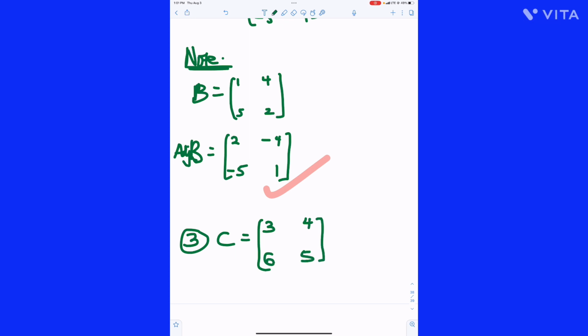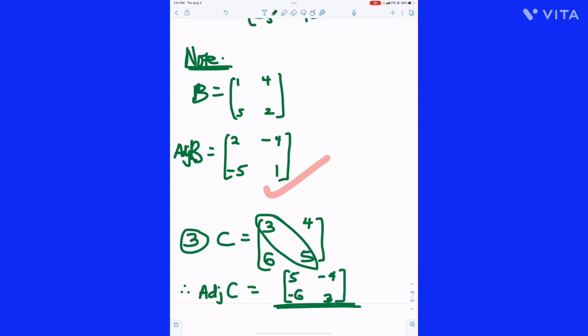So let me use my shortcut. The adjoint of matrix C, which is written as Adj C, is 5, minus 4, minus 6, 3. It's as simple as that. So I just use my shortcut. You understand? Swap 3 and 5, then multiply this by minus 1 and this by minus 1. That's all to get my adjoint.